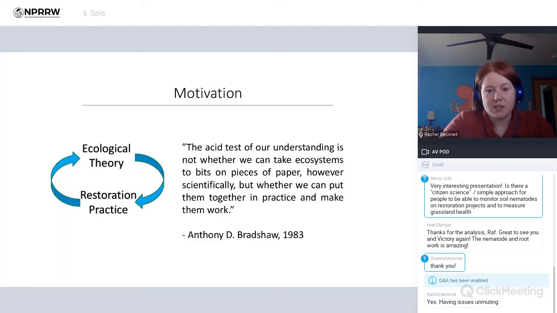Okay, so really quick, I just wanted to talk about the motivation behind my research. I essentially want to utilize ecological theory to better inform the practice of ecological restoration, but in turn, to use restoration practice to inform ecological theory, to improve upon the theory. And this concept isn't new. Many of you probably already know Tony Bradshaw. He said back in 1983 that if we want to show that we truly understand how plants' ecosystems come together, we need to actually be able to do that ourselves in practice and make those ecosystems work.